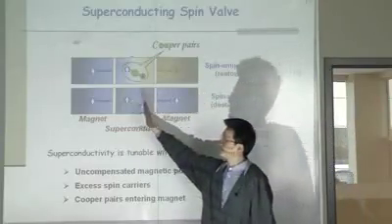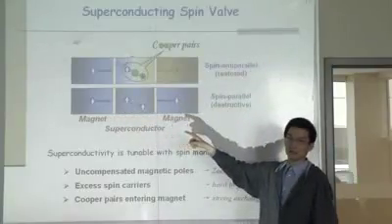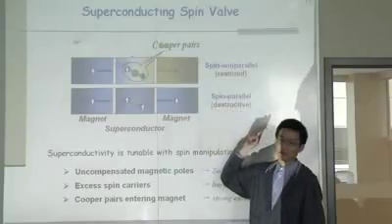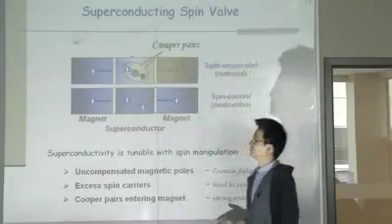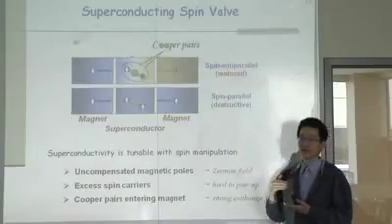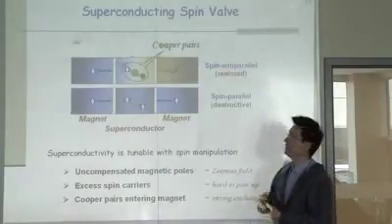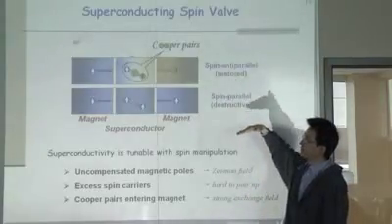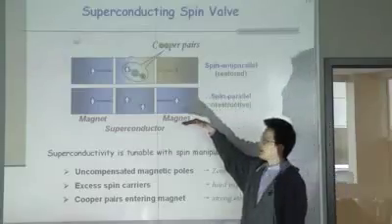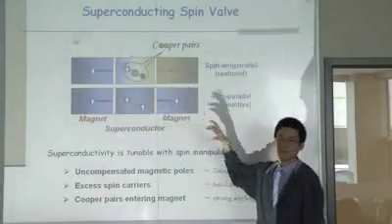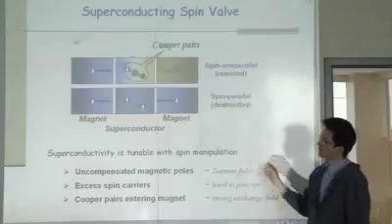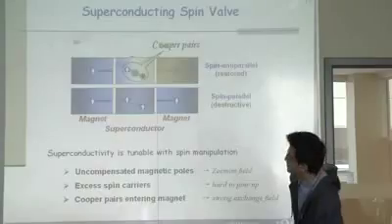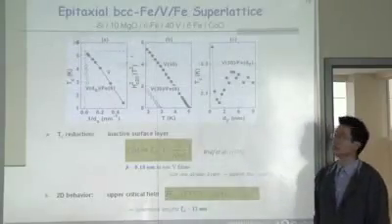Imagine we have a sandwich structure with two magnets and a superconductor in the middle. If we align them parallel to each other, the superconductivity will be destroyed. If we align these two ferromagnetic materials antiparallel to each other, their effect will be cancelled out and the superconductivity will be restored. So we can expect a very large resistance change because we can turn the superconductivity on and off by spin manipulation. There are a few different ways to achieve such a goal. I will skip the details and let you see some of the experimental results.